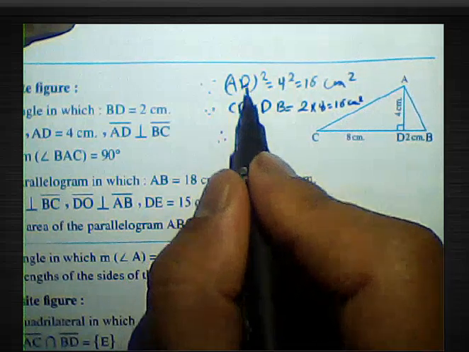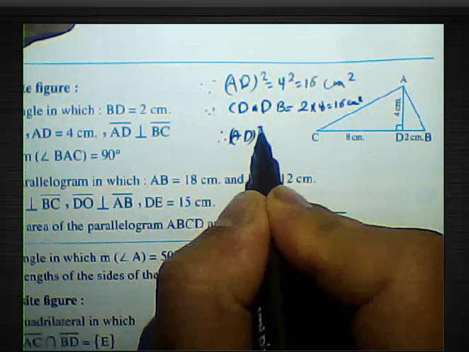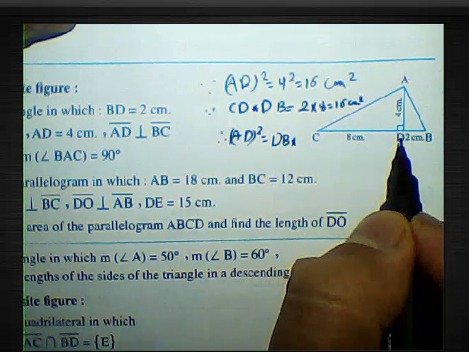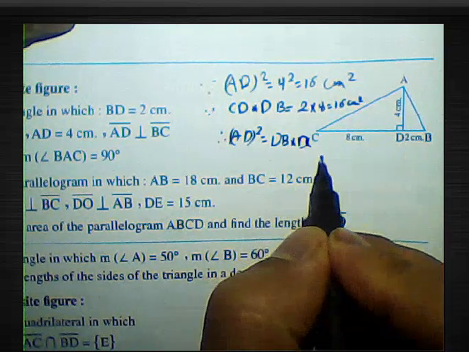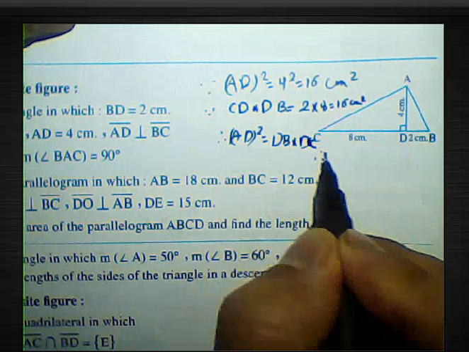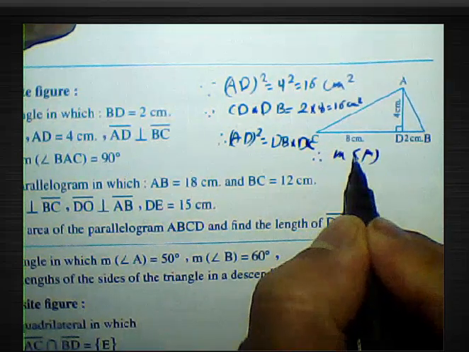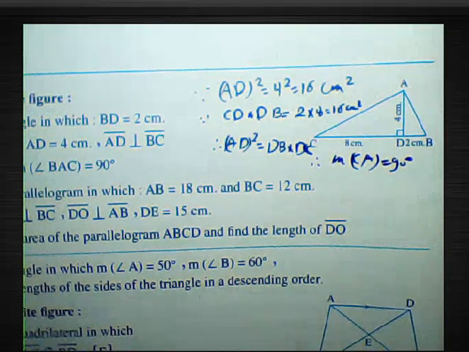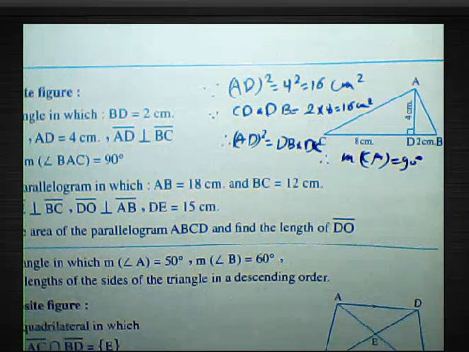Then AD squared will be equal to DB multiplied by DC. Then the measure of angle A equals 90 degrees. Okay, this is the theorem about Euclid.